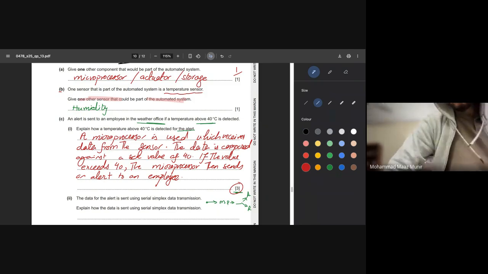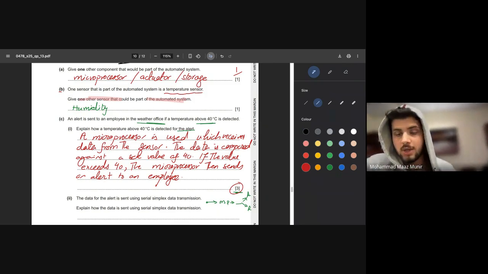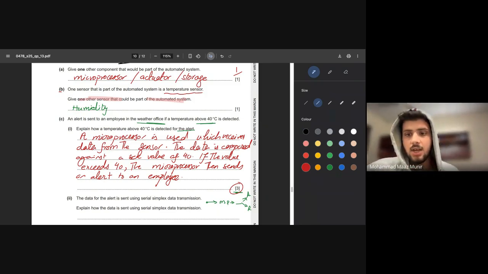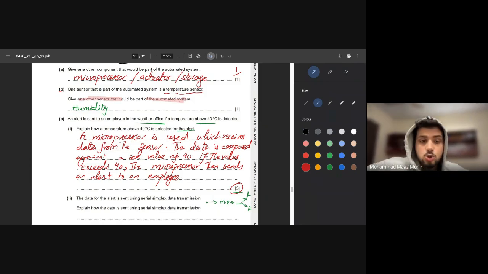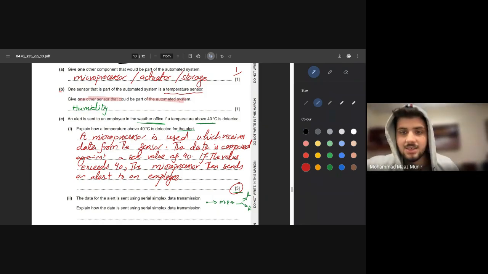So in this scenario, your microprocessor is getting data from the sensor, and then it is comparing it against the stored value, which is 40 Celsius up here. So it can be anything. Like I can say, what if it's less than 40, alert? I can program it in a way that if the value is less than 40, then you need to send an alert.